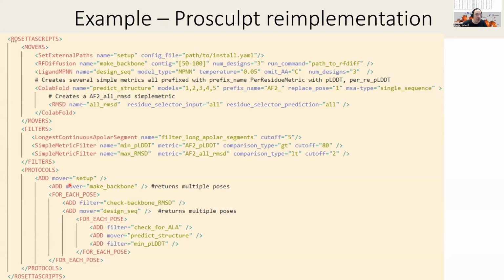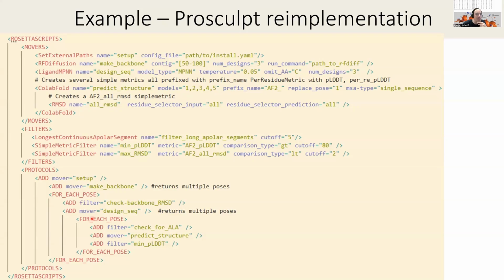First, of course, you call the movers, but then this for-each-pose tag is a shorthand for a multiple pose mover. So basically it runs a loop for each of your poses. So here, RFdiffusion, for example, would make 3 backbones. And then for each of those backbones, you would first filter on the backbone level, and then you would call ProteinMPNN, which again returns 3 poses.